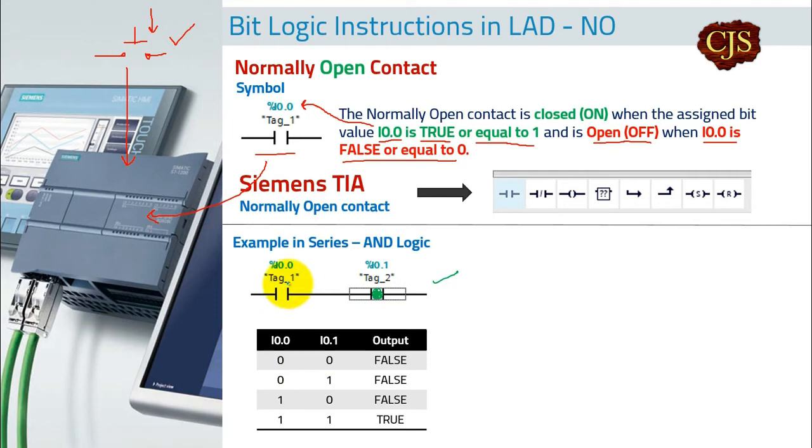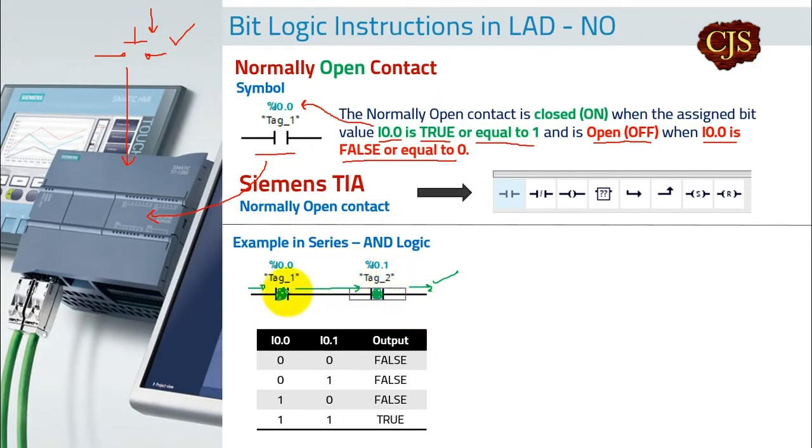If the first input is true and this one is false, again the output will not be on, because this is an AND gate. If you know an AND gate, only if both the inputs are true will you have a signal which passes through and goes to the output. So this is what it means: an example in series, made by two NO contacts in series.